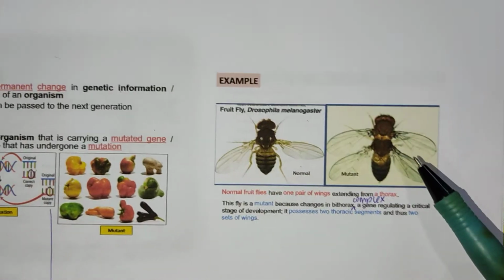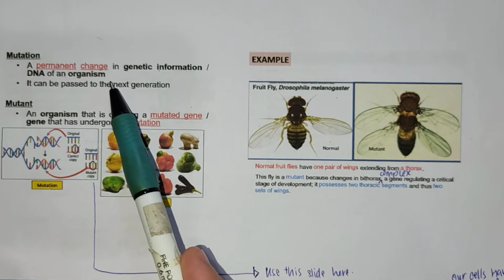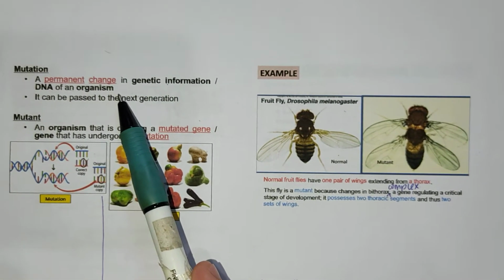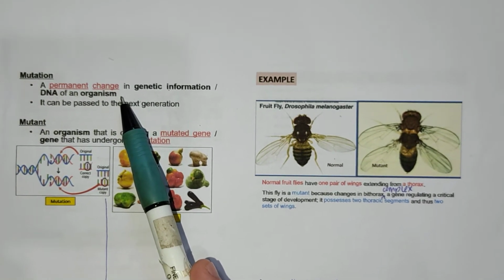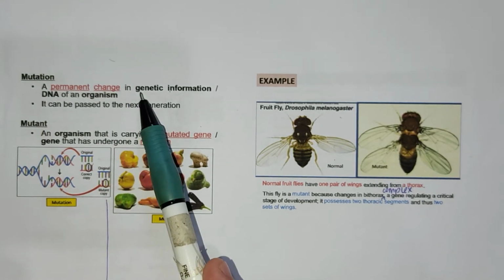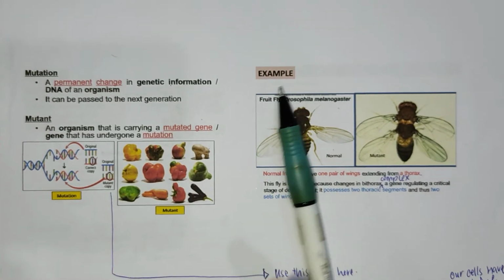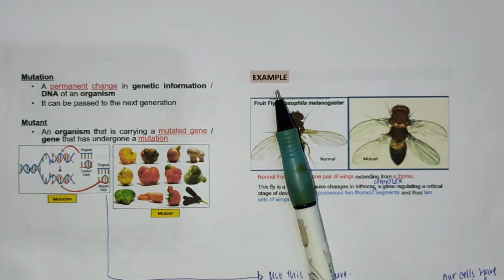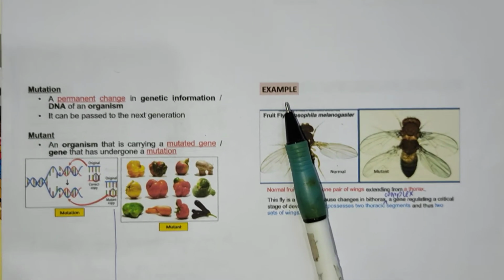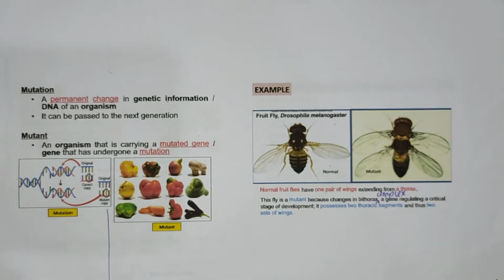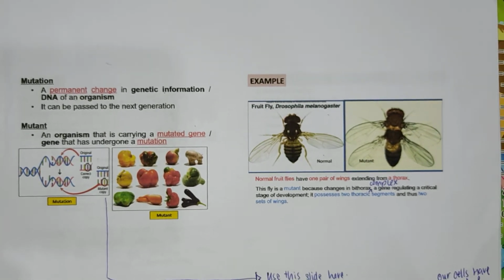And now let us talk a little bit more about mutation itself. We can define mutation as a permanent change in the genetic information or the DNA of an organism. As long as your DNA has changed, even just a little bit, that is already a mutation. That mutation can occur in your somatic cells, for example, in your skin, in your bones, and even in your liver. If it occurs in your somatic cells, then it will stay in you. But if it occurs in your gametic cells, which is in your eggs and your sperm, it can be passed on to the next generation.